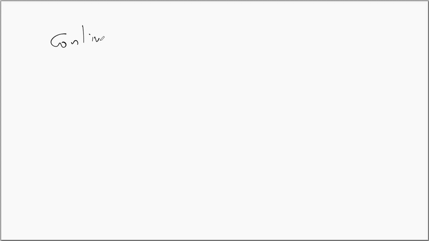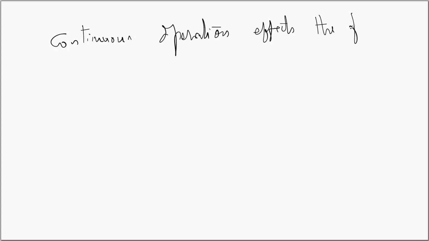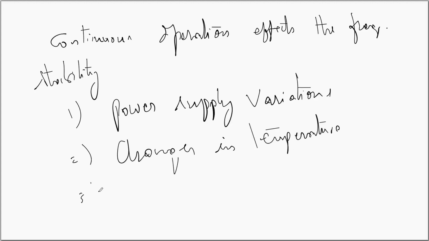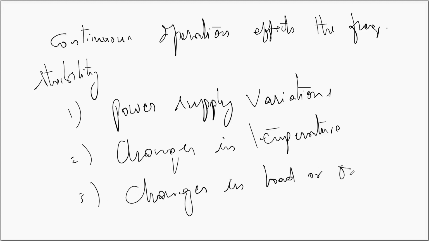So the continuous operation affects the frequency stability. The factors that are responsible for the frequency stability are the power supply variations, changes in temperature, and thirdly, changes in load or output resistance. Whenever a variation in the power supply is seen, one can also find a change in the frequency, or the frequency is said to be drifting.